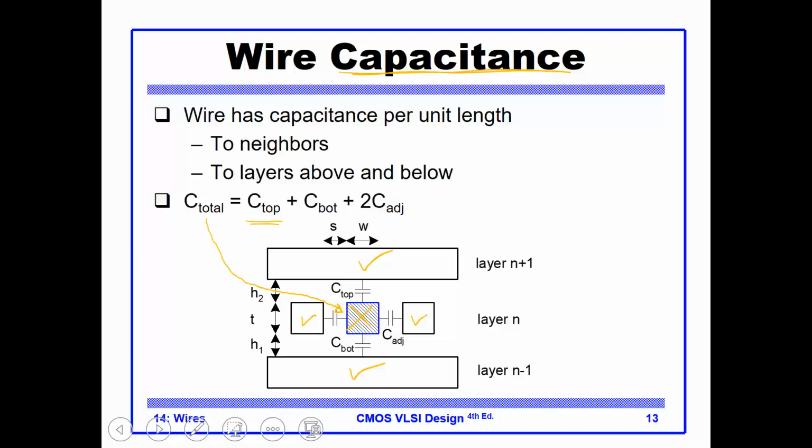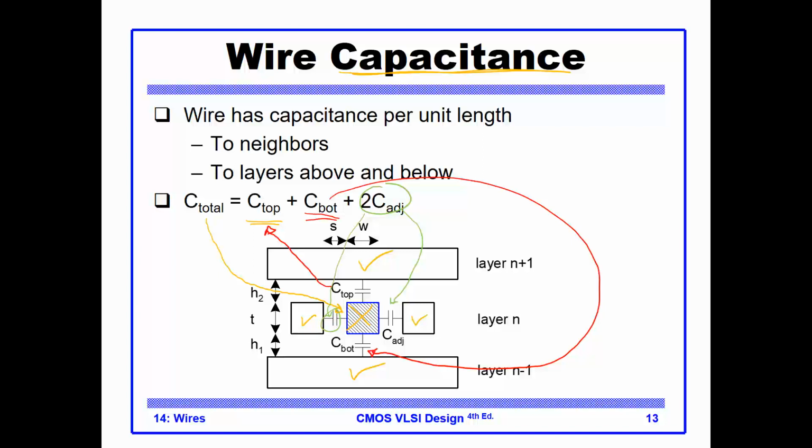the capacitance with the top, which is right here. Let me change color here. The capacitance with the bottom, which is right here. And then we have the two adjacent capacitances, which cover this one here and this one here.